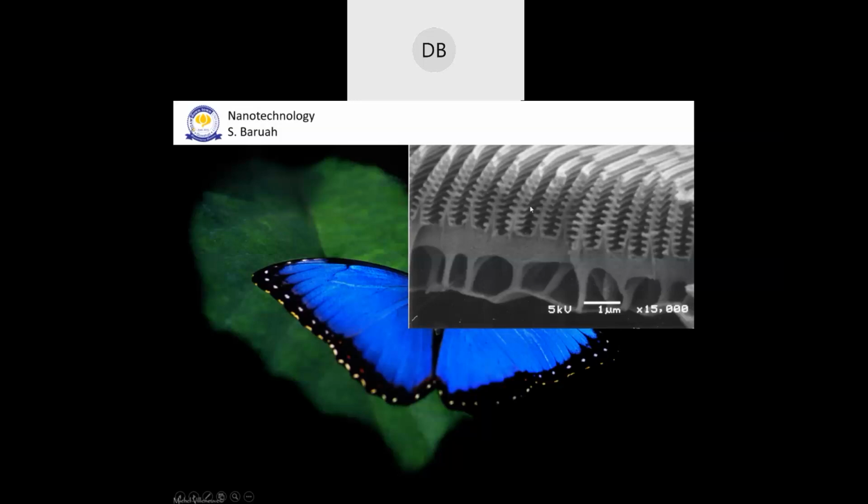Okay, and then you see some structures like this on the surface of the wing, the butterfly wing. Now it is because of these structures here. You see this is 1 micrometer. Now this will be about 100 nanometers. So you see these small rods coming out like this. These are typically about 50 to 100 nanometers.